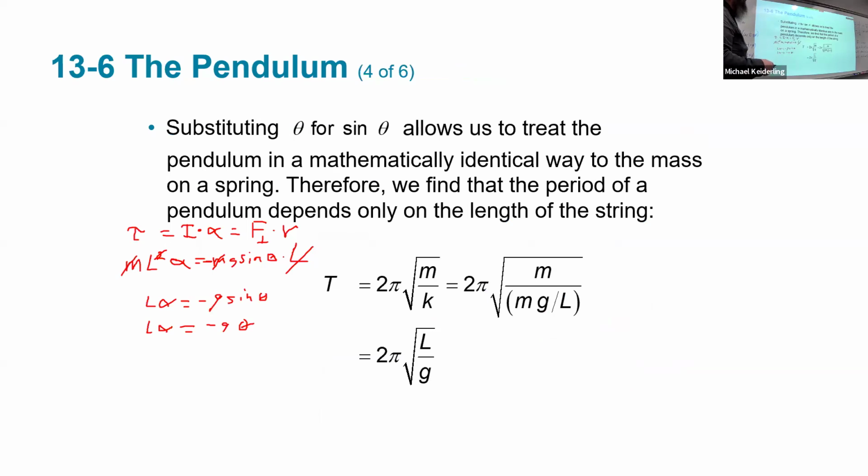So the period ends up being effectively 2 pi times the square root of mass over k, where the effective k is mg over L. The mass cancels, and we get period is equal to 2 pi times the square root of L over g.